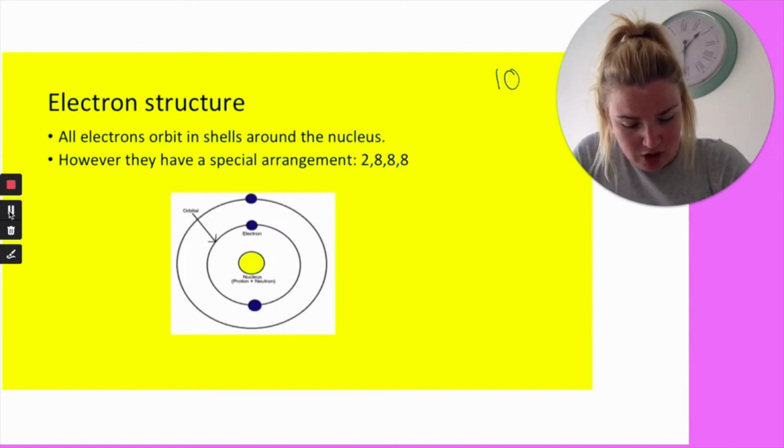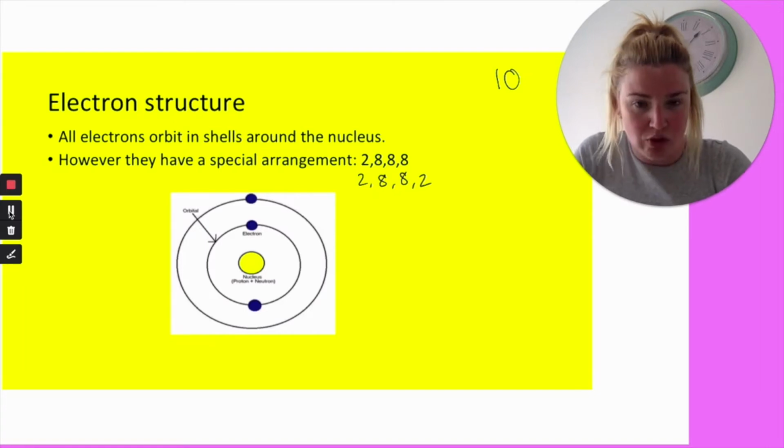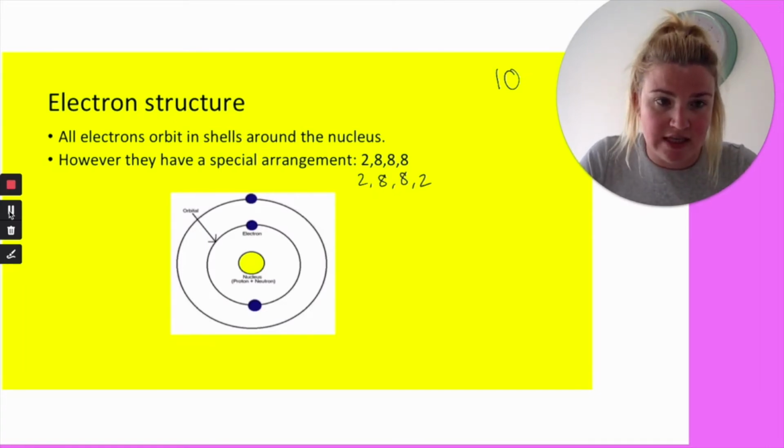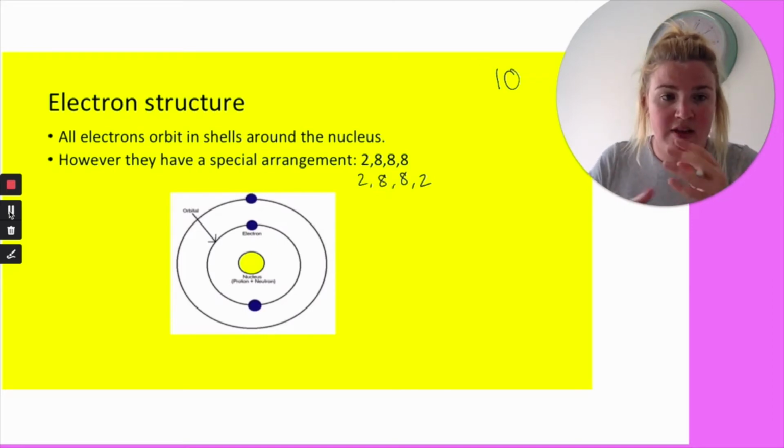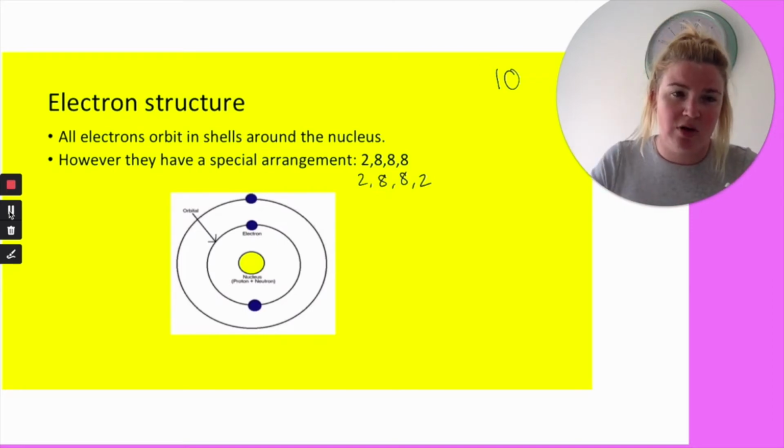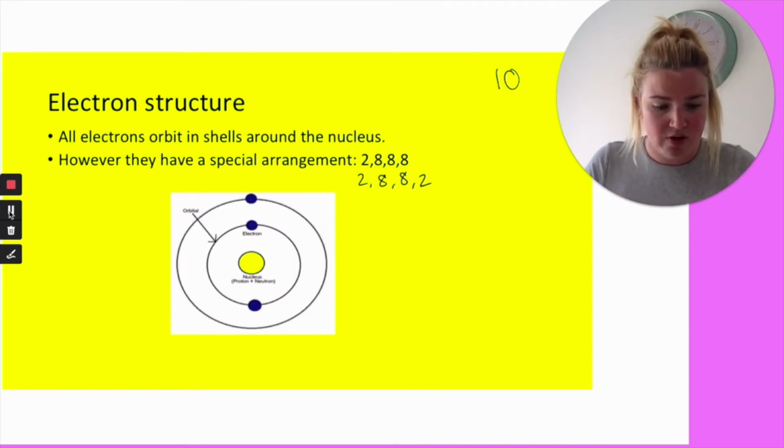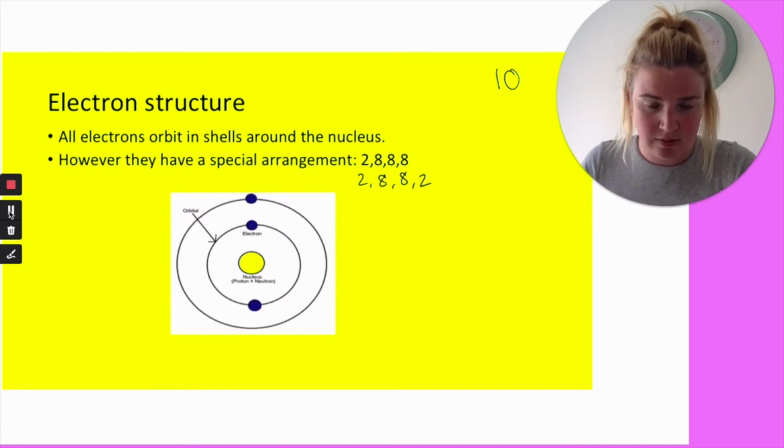Normally, we only work with the first 20 anyway, so it's 2, 8, 8, 2. You only have to be able to do the first 20, okay? You don't have to be able to do any more. And don't worry, some of them don't quite fit if you go lower down. That's because they aren't in the first 20. So we only ever focus on the first 20, being able to put them in their shells, okay?